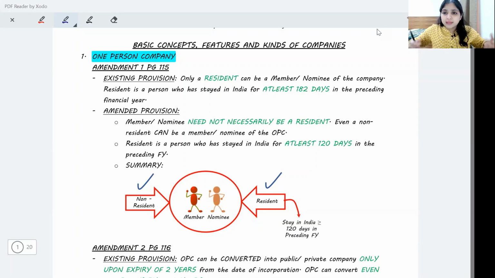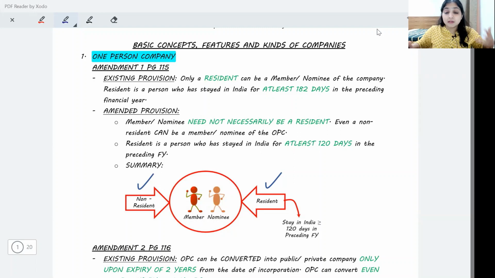Now, you're also aware that there are a lot of criteria on who can be a member and who can be a nominee. For example, only a natural person, only an individual like you and I, can be appointed as a member or nominee of a one-person company. Similarly, only an Indian citizen can be appointed as a member or nominee of a one-person company. You know about these provisions.